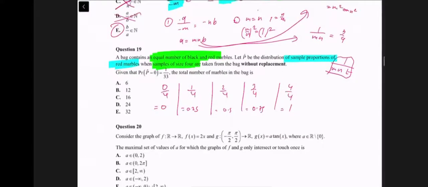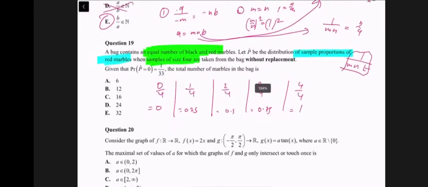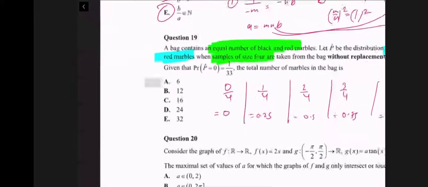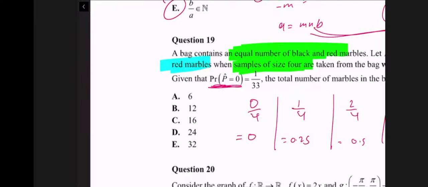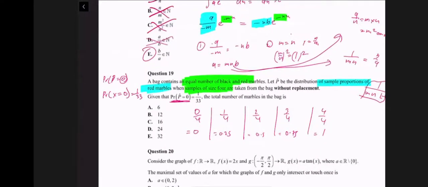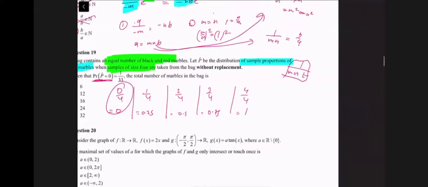But the thing is, we don't know how many are in the total bag. Because when we're finding probability, we always want this in terms of x. For the probability that P hat equals 0, we have to multiply by n, but in this case it's 0, so it doesn't matter what n is, because n times 0 is still 0. So it's 1 on 33. Now we're trying to find the probability that x equals 0 is 1 on 33. If x equals 0, then we're dealing with no red marbles at all. So that means we chose 4 blue marbles.